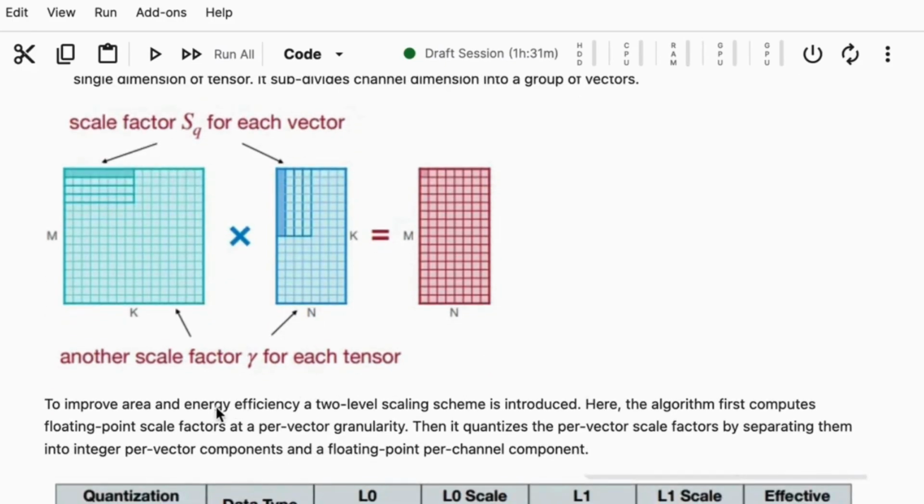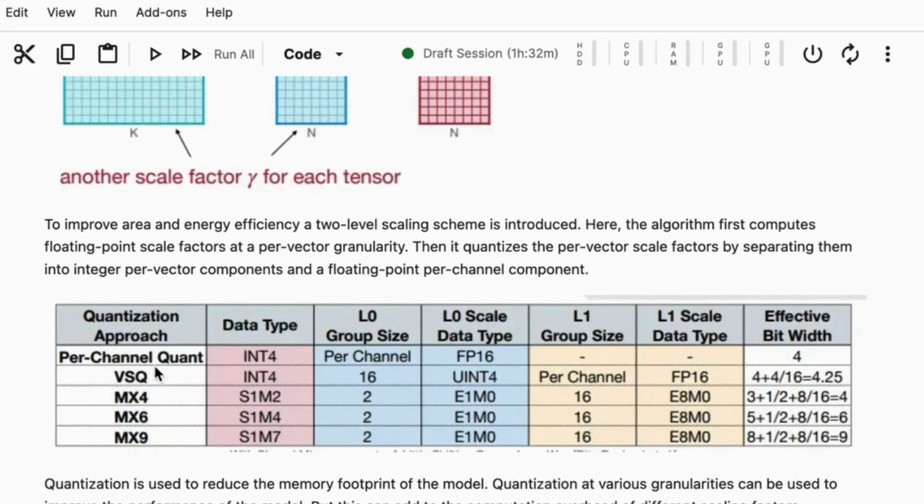Okay, to improve the area and energy efficiency, a two-level scaling scheme is introduced, because the algorithm first computes the floating point scale factors at per vector granularity, and then it quantizes the per vector scale factors by separating them into integer per vector components and floating per vector components. In that way, high precision floating point values are converted into integer values as well. This graph shows how you can convert the quantization approach to a group size along with the scale type and the group size as well.